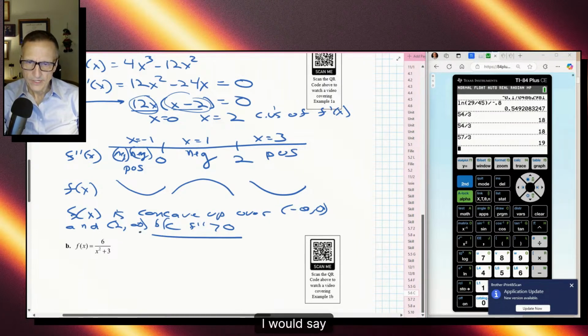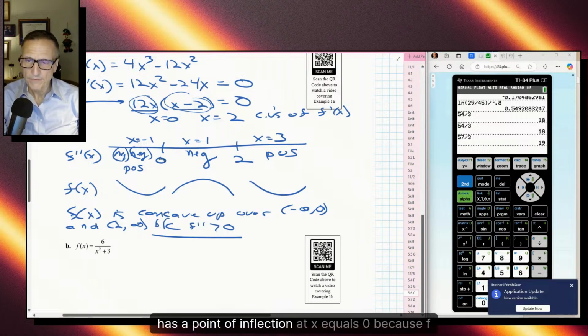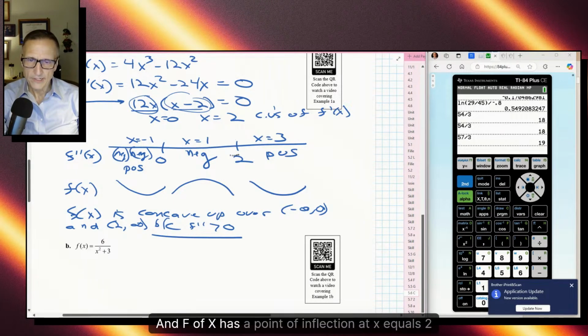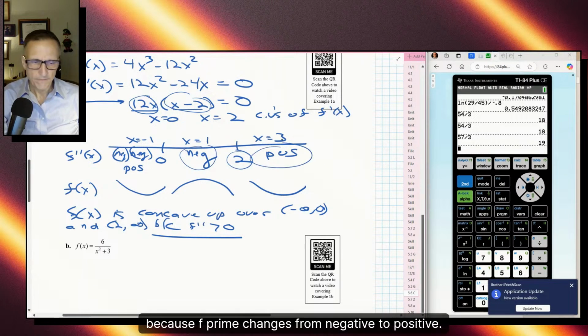Then finally, I would say f of x has a point of inflection at x equals 0 because f double prime changes from positive to negative, and f of x has a point of inflection at x equals 2 because f prime changes from negative to positive.